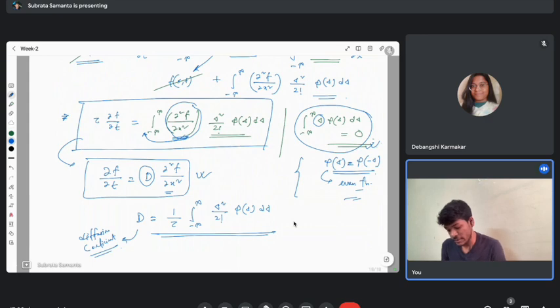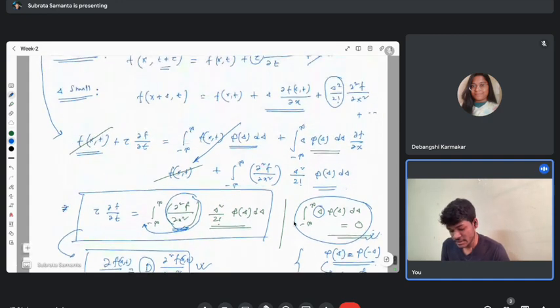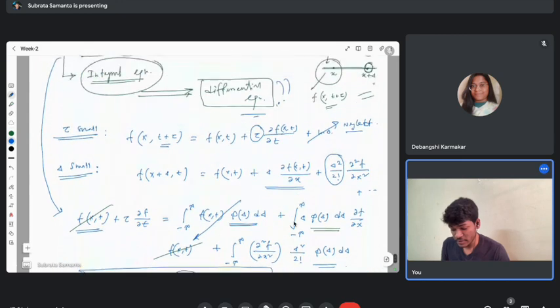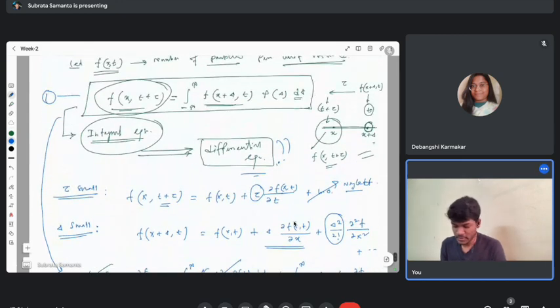So remember that the function depends on x and time. It's both space and time. Then you understand that this is the differential form of this integral equation. So this is your integral equation, and I am asking what is the differential equation of this integral equation.